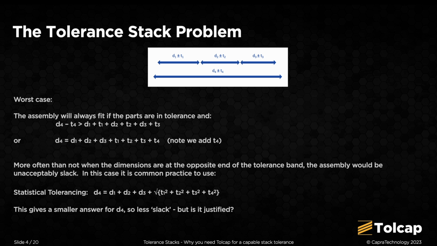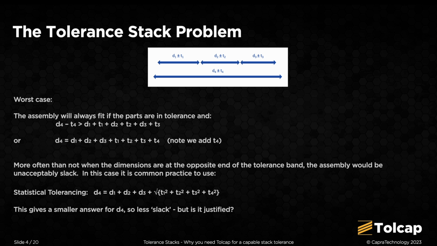More often than not, when the dimensions are at the opposite end of the tolerance band, the assembly would be unacceptably slack. When all the dimensions come out on nominal, the gap is the sum of the tolerances, and when D4 is at maximum tolerance and the blocks on minimum, the gap is twice the sum of the tolerances. At this point, someone will usually say, "Whoa, let's use statistical tolerancing." We don't have to add up the individual tolerances. Statistical tolerancing lets you root sum square them.